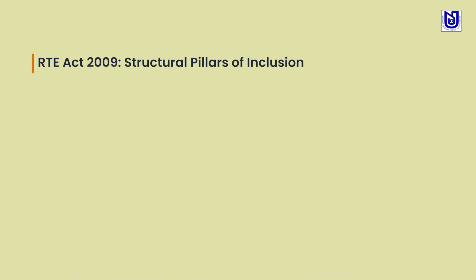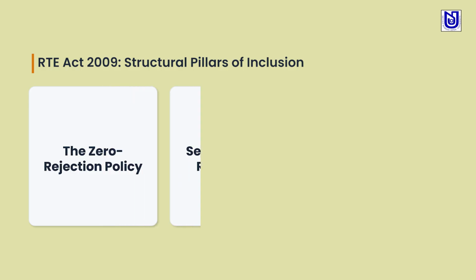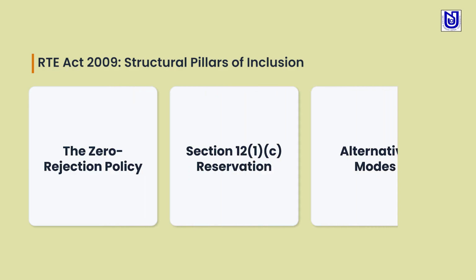Similarly, the Right to Education Act, the RTE Act of 2009, has also founded certain structural pillars of inclusion through the zero rejection policy, that is, no mainstream regular school can deny admission to a child with special needs, or the Section 12(1)(c) reservation, which mandates that private unaided schools must also reserve at least 25% of entry-level seats for children belonging to disadvantaged groups.